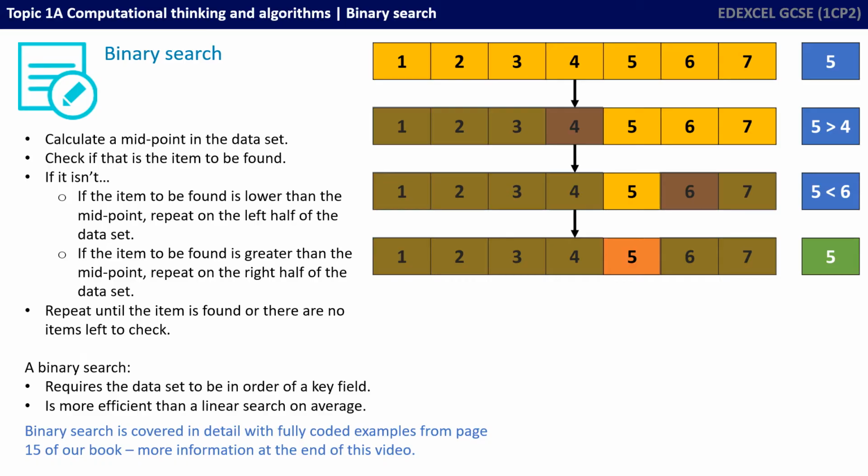So before we get into working through an example of the binary search, let's just overview some of its features. With a binary search, we calculate a midpoint in the dataset, and we check if the item at that midpoint is the item we're looking for. If it's not, if it's lower than the midpoint, then we repeat the process on the left half of the dataset. Otherwise, we repeat it on the right half of the dataset. A binary search requires the data to already be in order of a key field, and it's more efficient than a linear search on average.